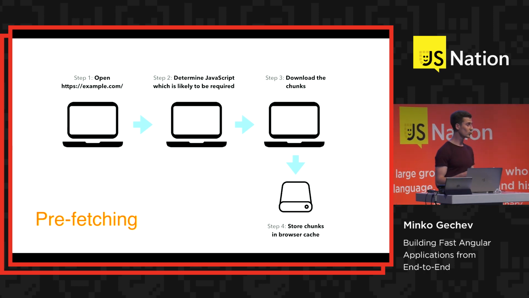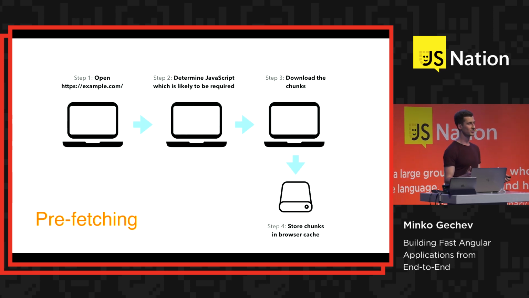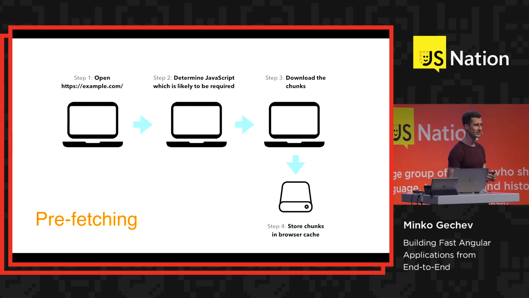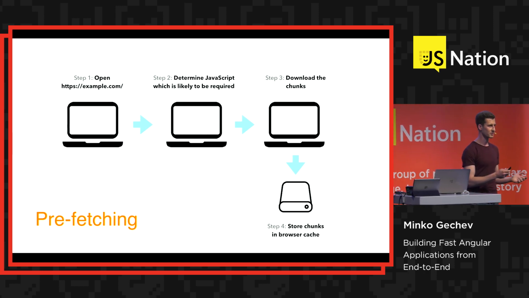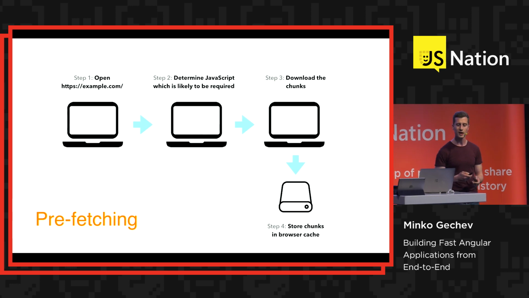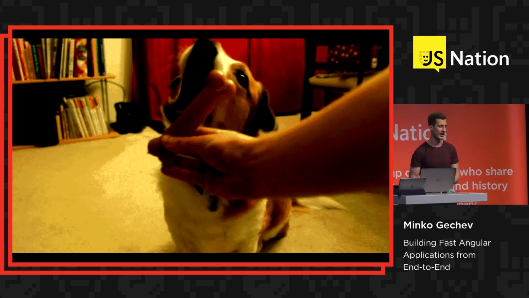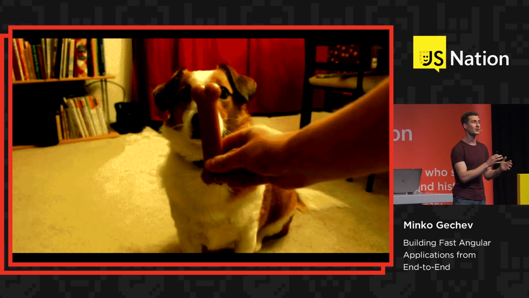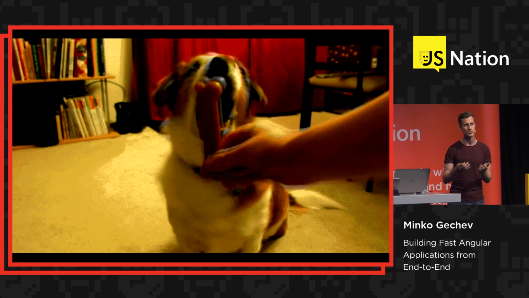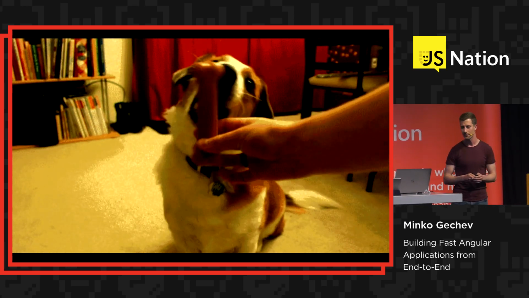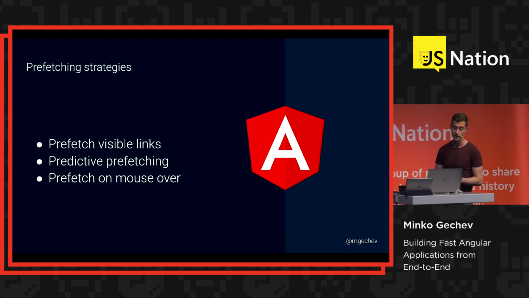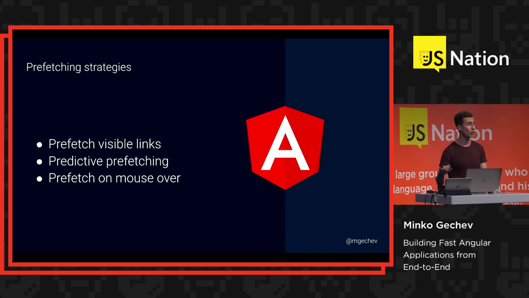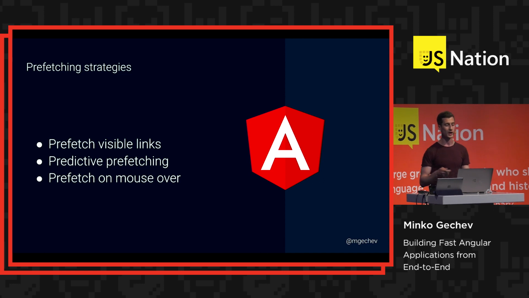The problem with prefetching is that we don't know exactly what to prefetch sometimes. If we have hundreds or thousands of modules, do we want to prefetch all of them? Maybe we want to prefetch only a subset of these modules that the user is likely to use. But how do we guess what the user would want to use? Guessing what the user would want to use is sometimes not the most accurate strategy. We can try to predict what the user is going to do, but users usually use the application in a slightly different way. There are different heuristics that we can take advantage of. For example, we can prefetch all the visible links, or we can apply predictive prefetching, or prefetch on mouse over.